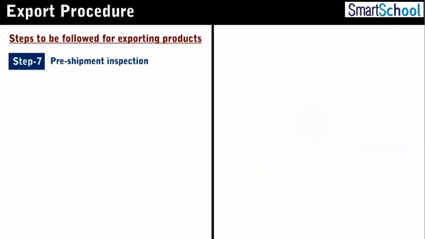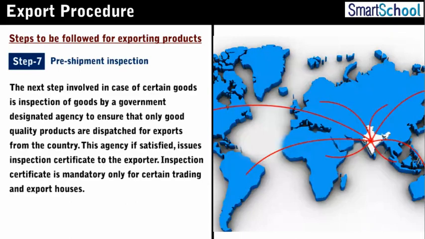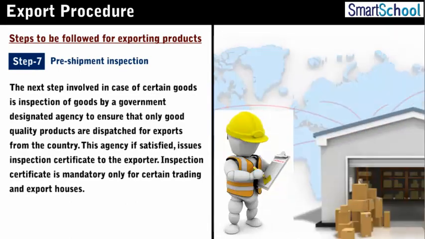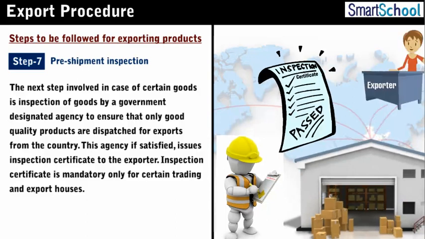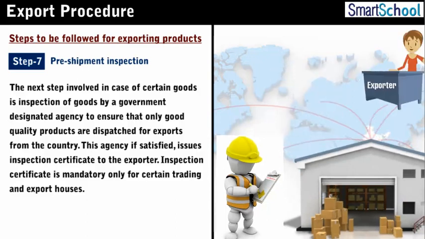Pre-shipment inspection. The next step involved in case of certain goods is inspection of goods by a government-designated agency to ensure that only good quality products are dispatched for exports from the country. This agency, if satisfied, issues inspection certificate to the exporter. Inspection certificate is mandatory only for certain trading and export houses.